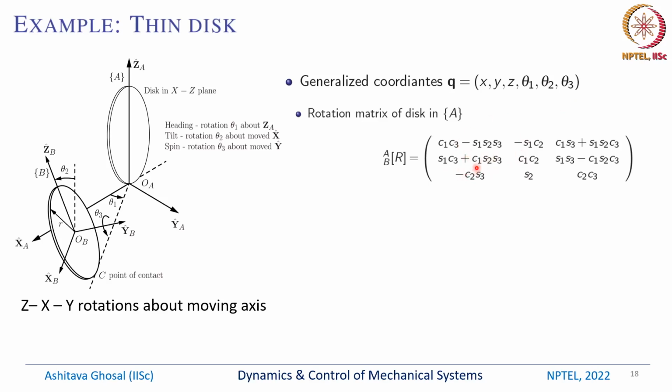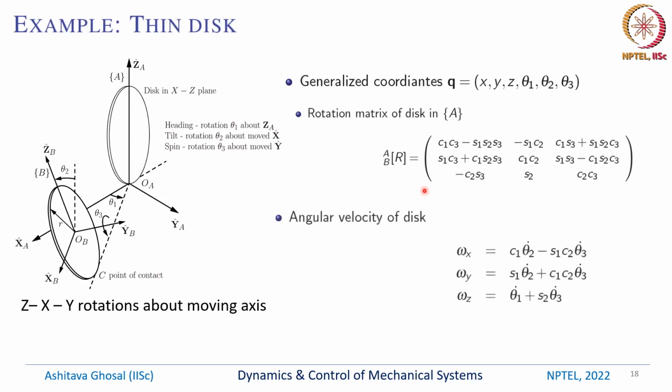So we have seen this when we did Euler angles. C1 is nothing but cos theta 1, C3 is nothing but cos theta 3, S1 is sine theta 1, and so on. So we can obtain the rotation matrix in terms of Z, X, Y rotations about 3 distinct axes using the Euler angle idea, and then we have this rotation matrix.